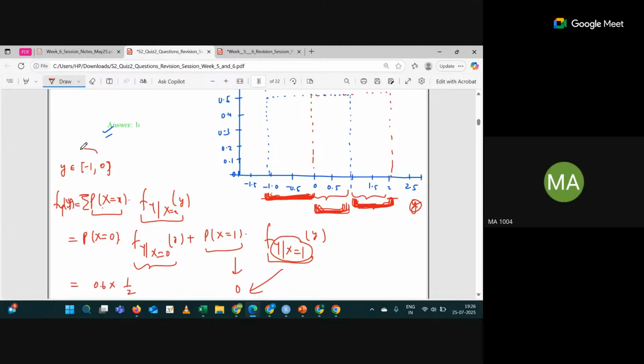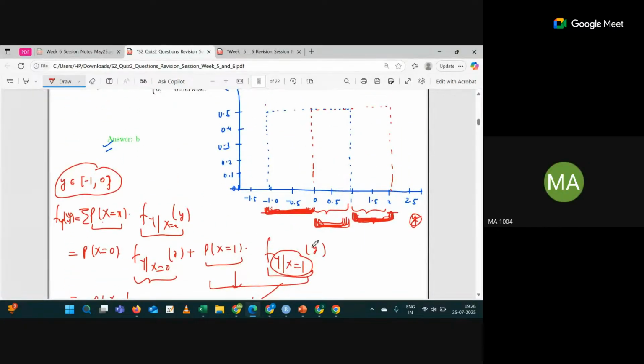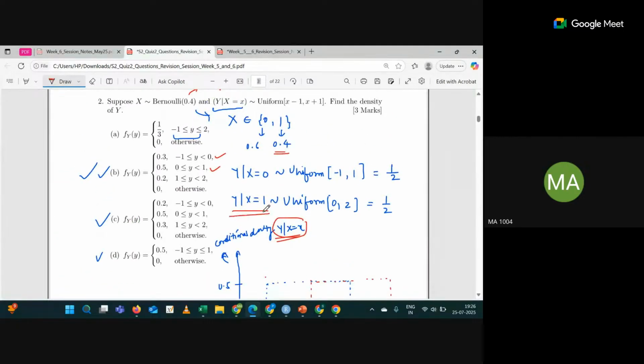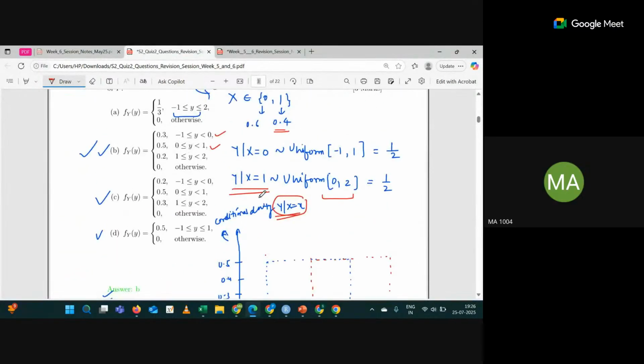See, what is this? This is the values of y, sir, -1 to 0. Okay, can you define this part? In this part, -1 to 0, what will be y given x equal to 1? Just think like this. This y given x equal to 1 is what? It's defined from uniform 0, 2, right? Okay, let's go by the formula. Y given x equal to 1 is defined from 0, 2. Yes or no?